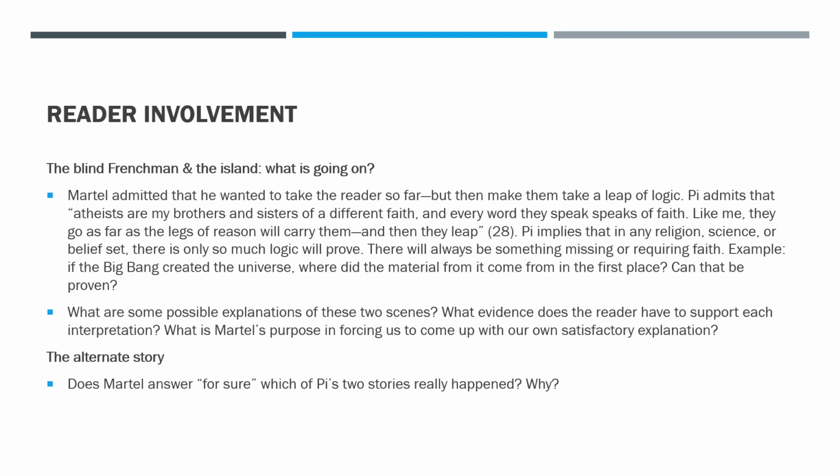Same thing with the alternate story at the end. So Pai has spent all of part 2 talking about the animal story, and then at the end we have this very grim human story with cannibalism and murder. Does Martel answer for sure which of the two stories really happened and why? So Martel, the author, he wanted the reader to 100% have to commit.